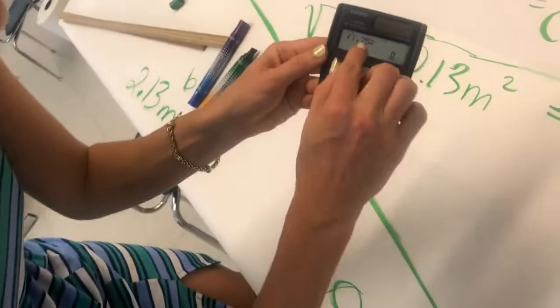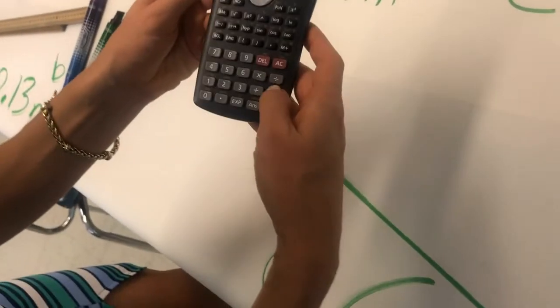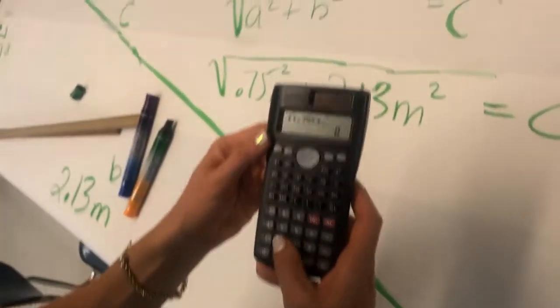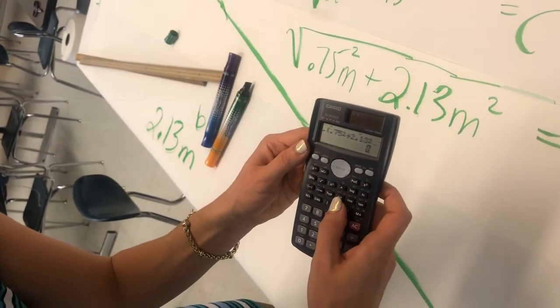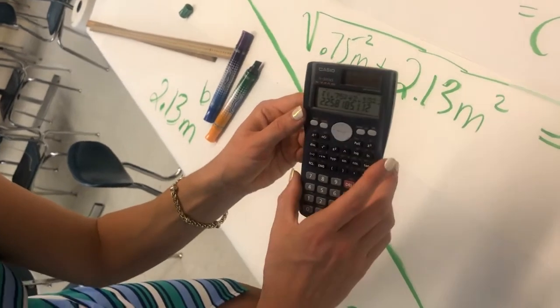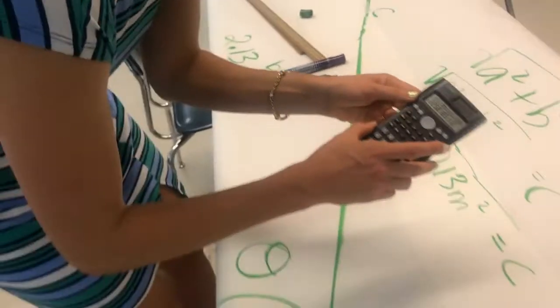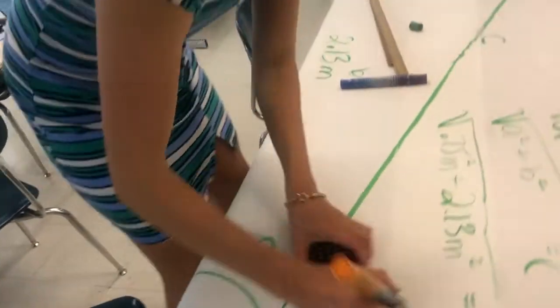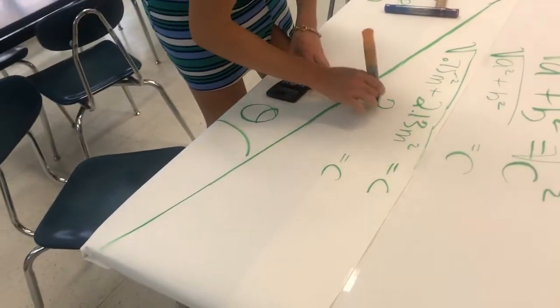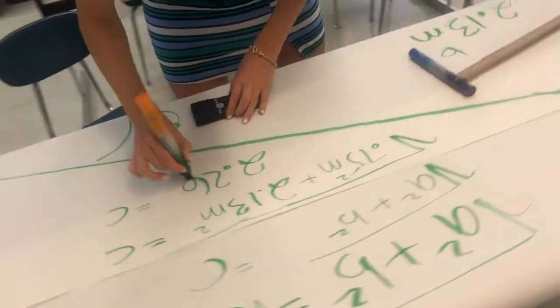There you go. 0.75 squared, plus 2.13 squared. And then I close this one, right? Yep. Close the door. Enter. 2.26. C equals 2.26 meters. So that's this guy right here, right? Yeah.